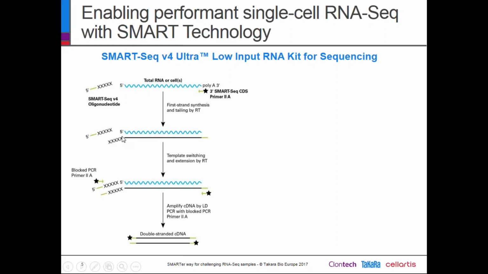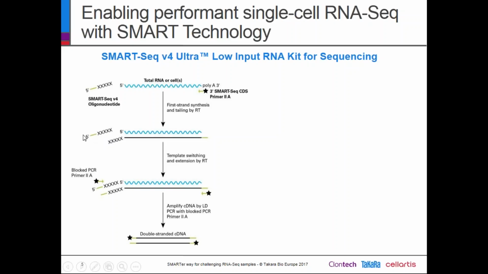And when it reaches the 5' end of the template RNA, it will add some non-template nucleotides, represented here as X's. We have characterized this specific addition of nucleotides, and we have designed an oligo called the template-switching oligo, which contains bases that anneal to these non-template nucleotides.